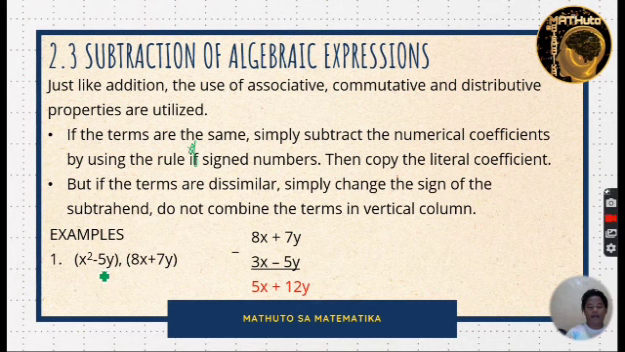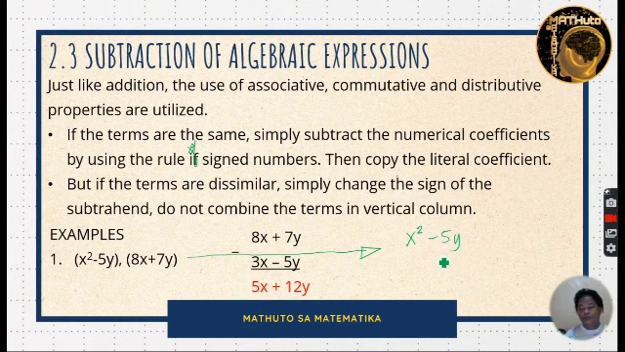Example: we have x squared minus 5y for our first algebraic expression. The second algebraic expression is 8x plus 7y. So, for the solution of this example, this will be the solution. Let's not include the solution in this slide since the given is different. So, we have x squared minus 5y, and we're going to arrange the terms, or order our terms so that similar terms are aligned.